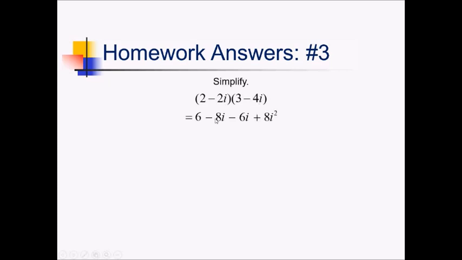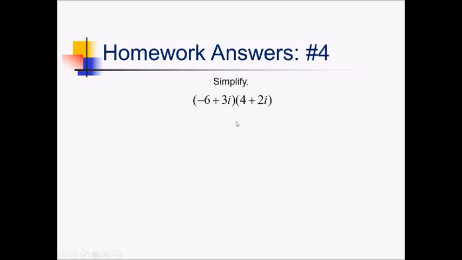So let's see, we can combine these i's in here. So we've got 6 minus, let's see, negative 8i minus 6i, that's negative 14i. And then this 8i squared, well, i squared is really negative 1, so this is really the same as having minus 8 out there. And then 6 minus 8, that's negative 2 minus that 14i.